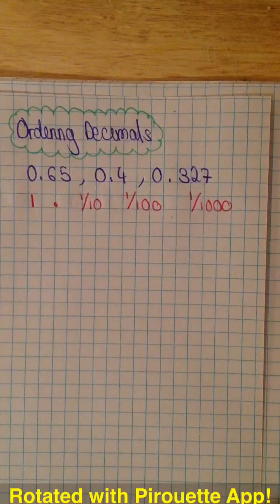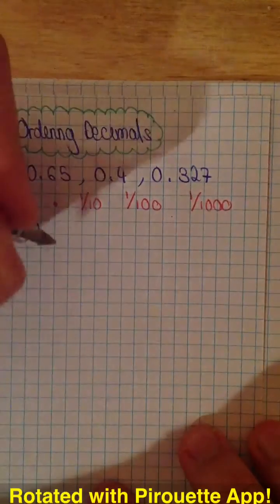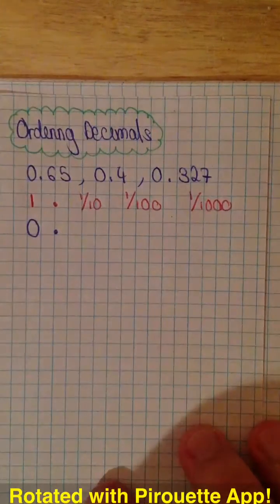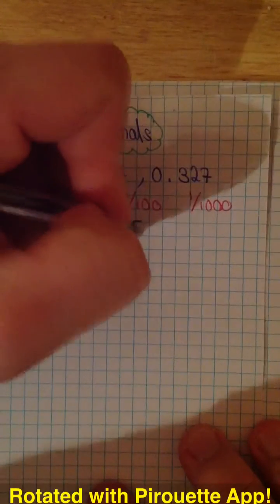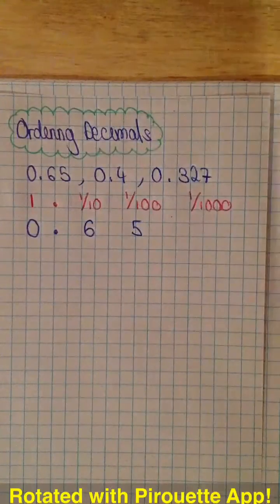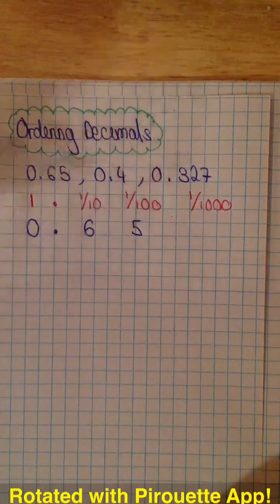I'm going to write these decimal numbers into my units table. So 0.65, it has 0 ones. I must never forget my decimal point. I have 6 tenths and I have 5 hundredths. I've written 0.65 in my units table. I have 0 ones, 6 tenths and 5 hundredths.